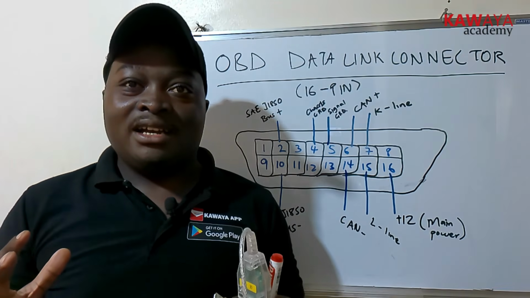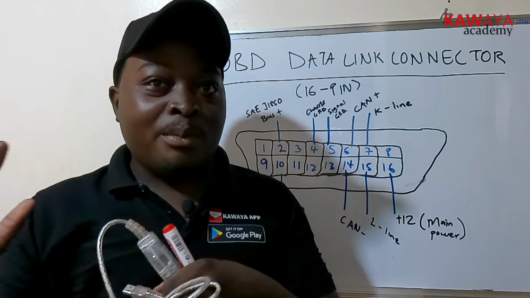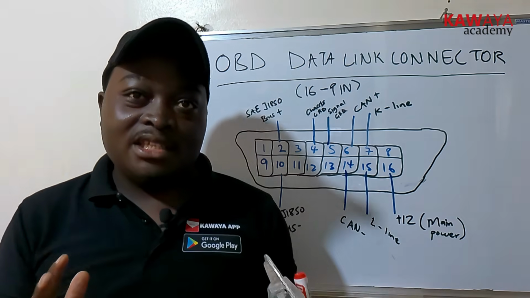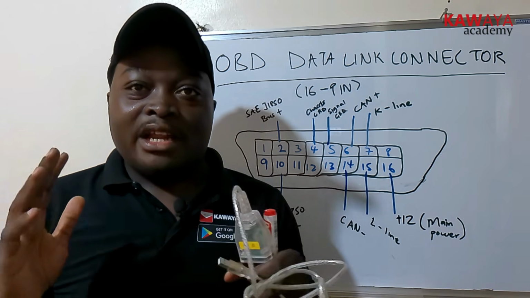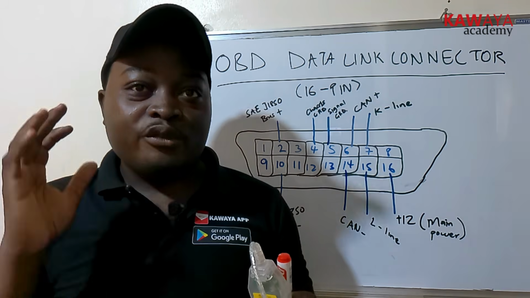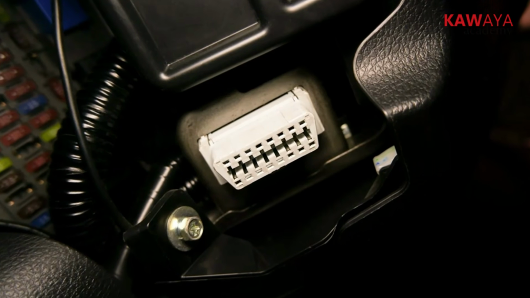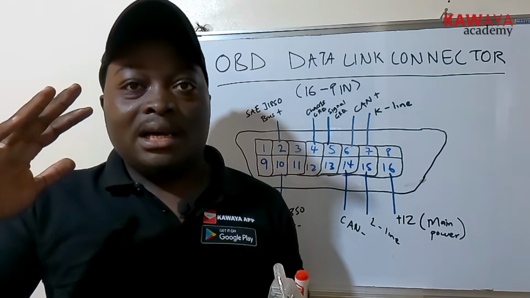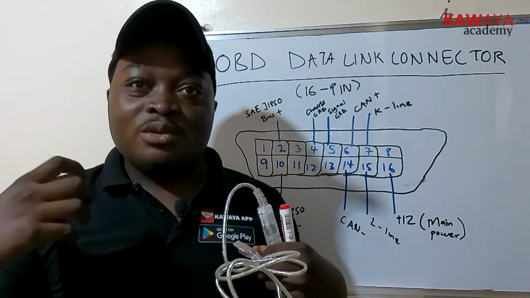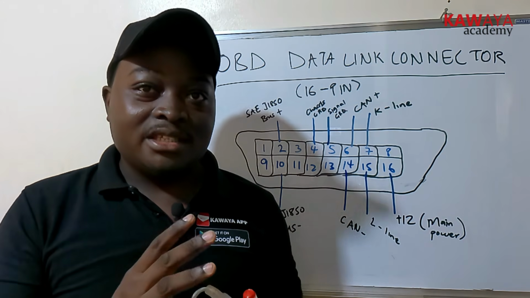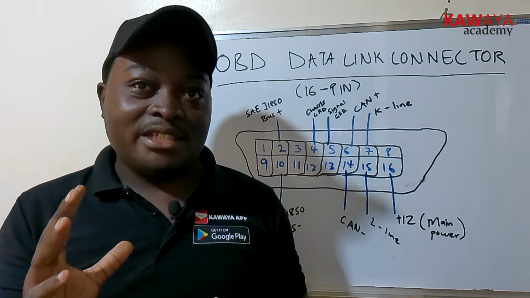Okay, so we have looked at the OBD architecture in our previous session, and in this session I want us to look at the OBD data link connector. This is a 16-pin female connector located on the driver's footwell in most cars. The role of this connector is to give us communication to the ECU and also provide power to our OBD machines.